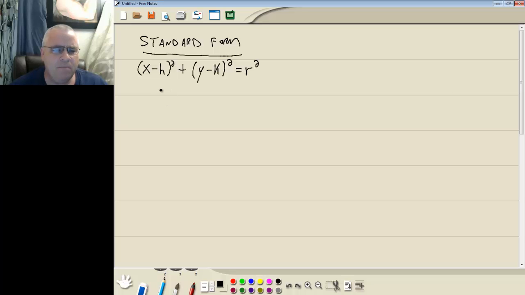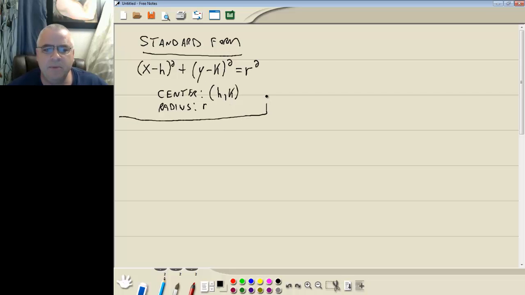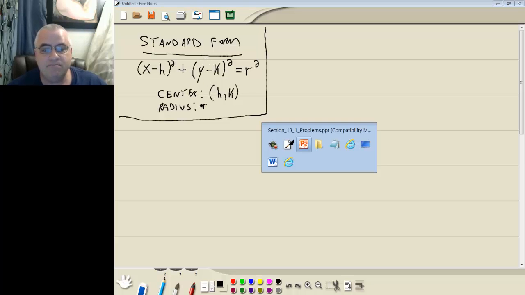If you have it in that form, then the center of your circle is (h, k), and your radius is r. Some of these problems will give us a problem in standard form and ask us to identify center and radius. Some will give us center and radius, ask us to put it in standard form, and then some will ask us to write it from our general form to our standard form.